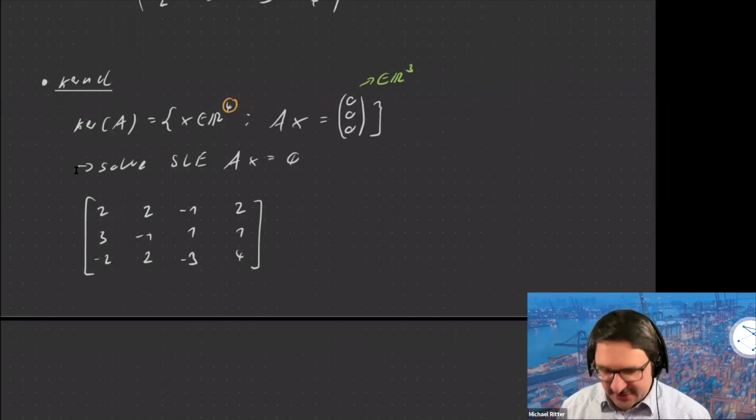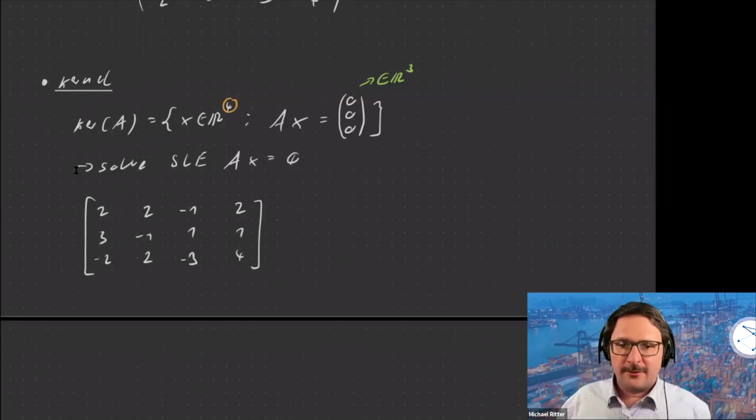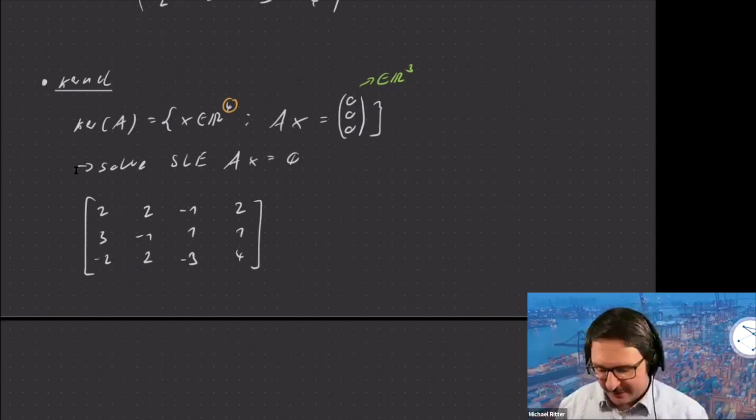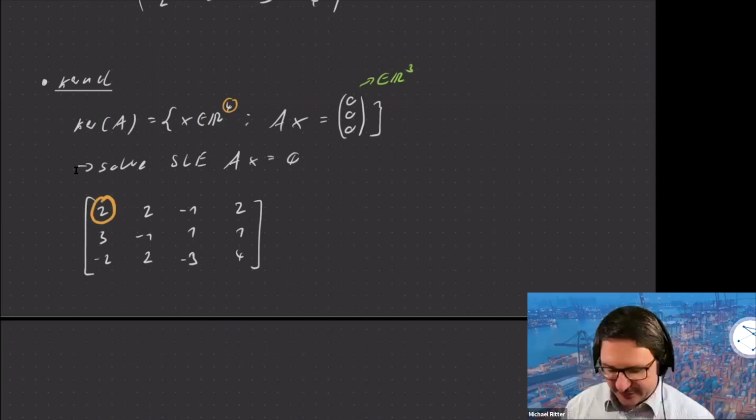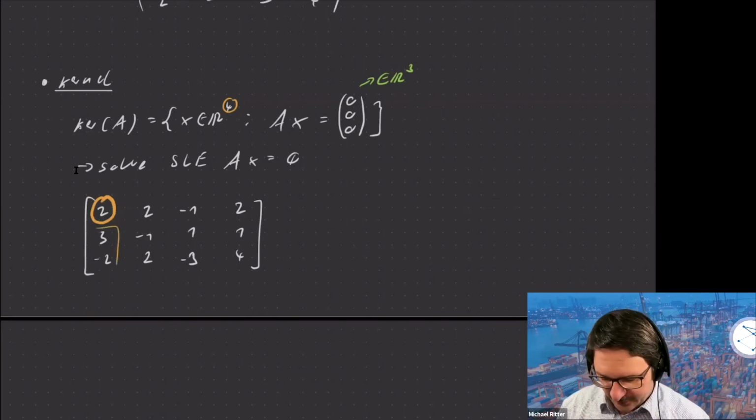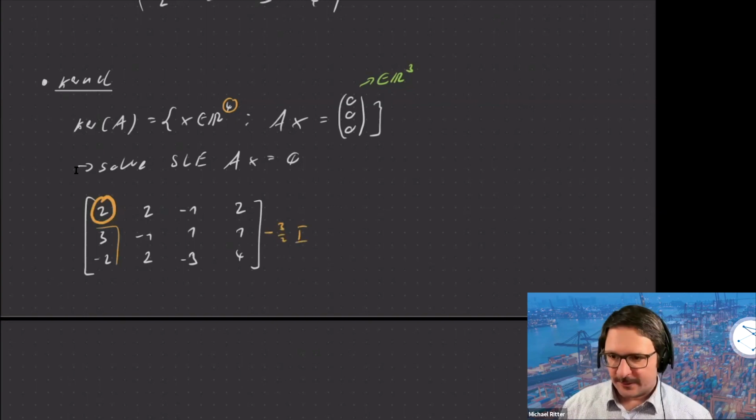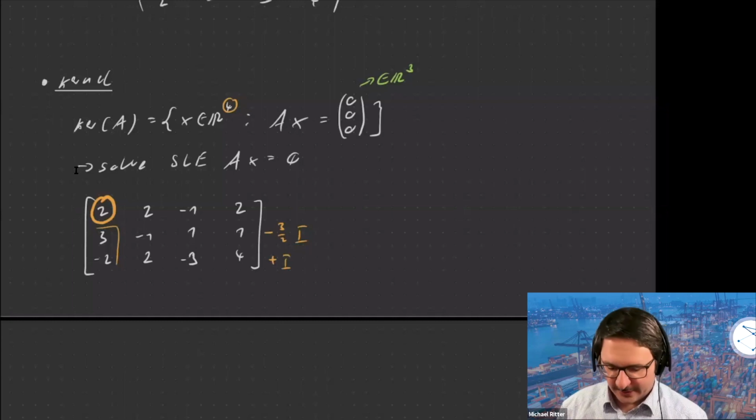So let's pick our first pivot element. Row 1 already has a pivot element here in the first column. So this is a suitable pivot element. We just use that one. And then we want to obtain zeros below that. So to do that, what we have to do is we have to subtract 3 over 2 times the first row from the second one. And we have to add the first row to the third one.